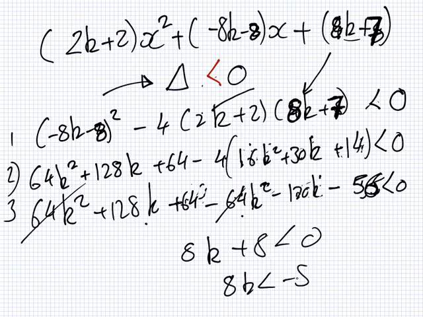8k less than minus 8, so k is less than minus 1. Could k equal minus 1? No. Not only because we want no real roots, but also because this would not be a quadratic then. Yes. What else then?